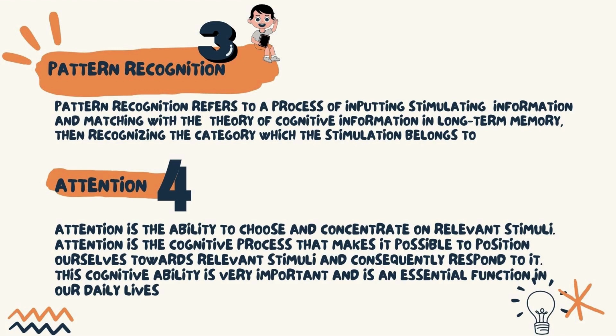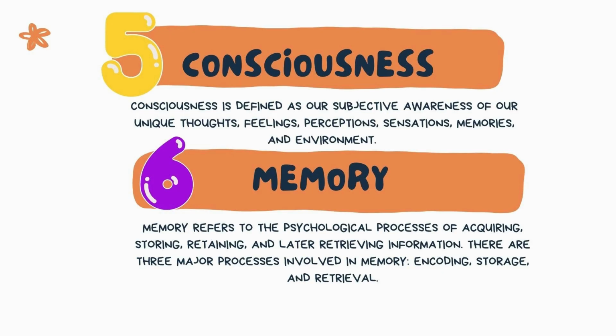What is attention? Attention is the ability to choose and concentrate on relevant stimuli. Attention is the cognitive process that makes it possible to position ourselves towards relevant stimuli and consequently respond to it. This cognitive ability is very important and is an essential function in our daily lives. What is consciousness? That is the 5th point. Consciousness is defined as our subjective awareness of our unique thoughts, feelings, perceptions, sensations, memories and environment. Next is memory. Memory refers to the psychological process of acquiring, storing, retaining and later retrieving information. There are 3 major processes involved in memory: encoding, storage and retrieval, as I mentioned earlier.